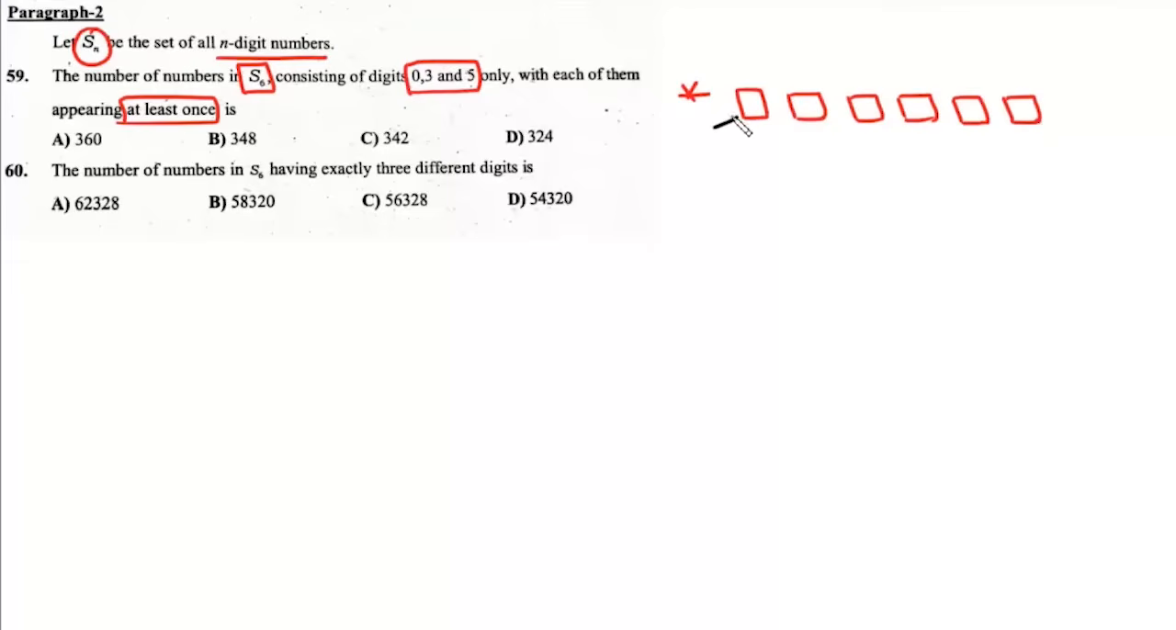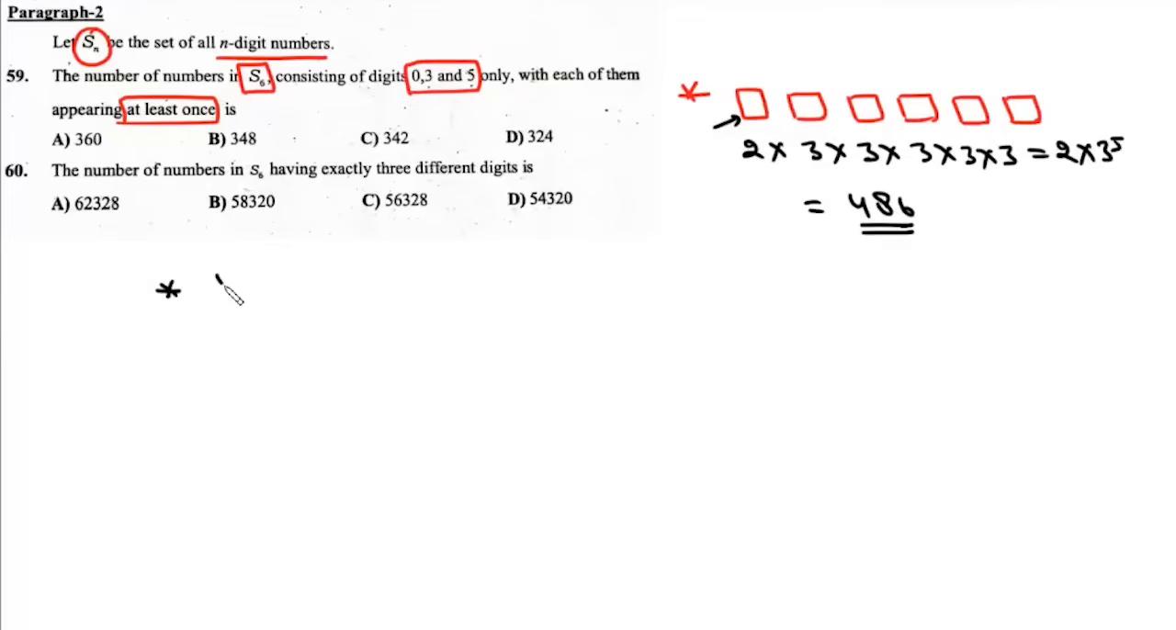Now for this first place, we have 2 choices. It can be either 3 or 5. So we have 2 choices here. And for these remaining 5 places, it will be 3 choices each. So we can write this as 2 into 3 to the power 5, which is 486. Now from these total numbers, we'll remove all the cases where at least one of these 3 digits is missing. So first we'll find all the cases in which at least one is missing.